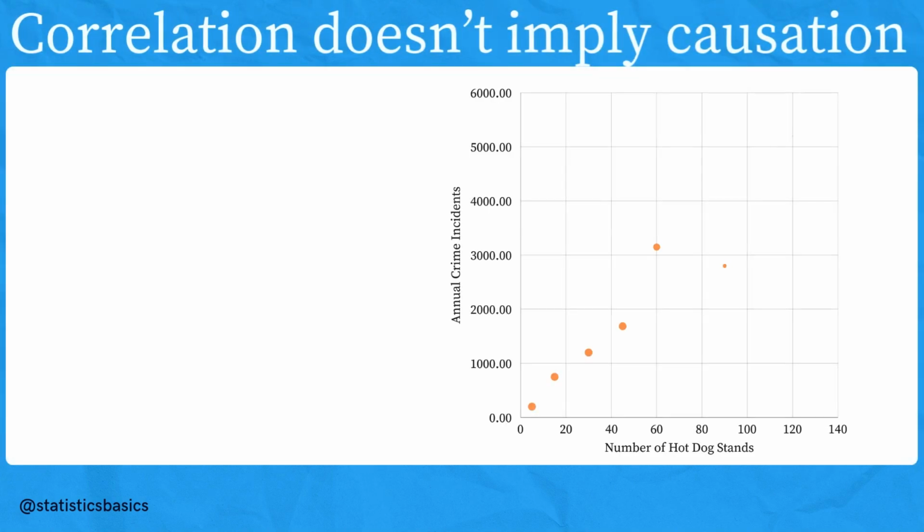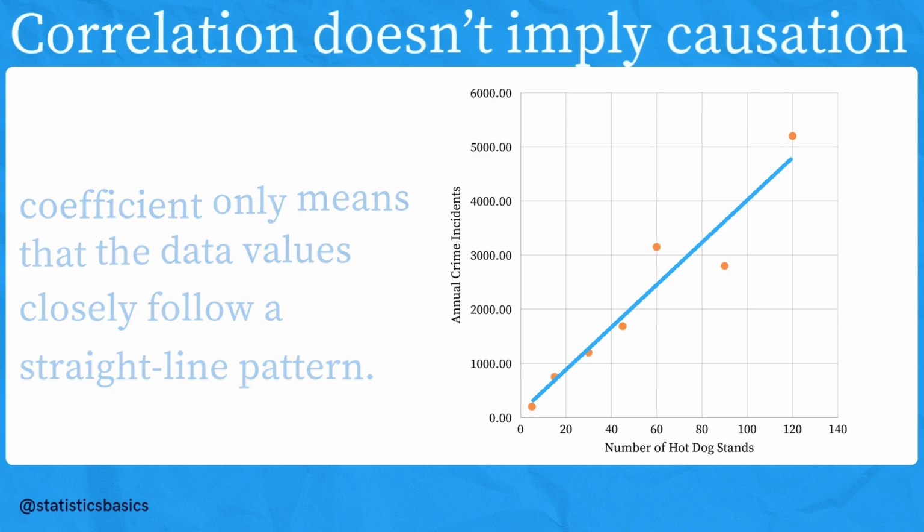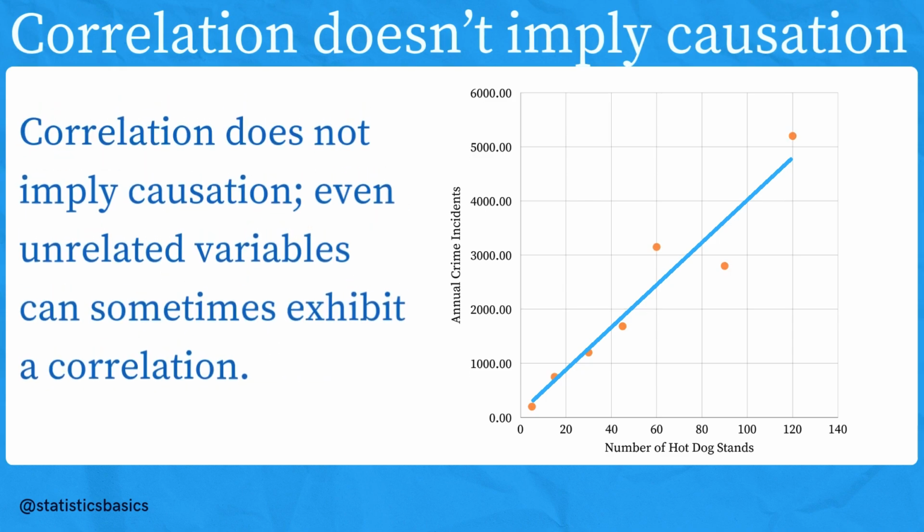For instance, in cities with a higher number of hot dog stands, there's also a tendency to have higher crime rates. This does not mean the number of hot dog stands causes the increase in crimes. A high correlation coefficient only indicates that the data values closely follow a straight line pattern. It's important to remember that even unrelated variables can sometimes exhibit a correlation.